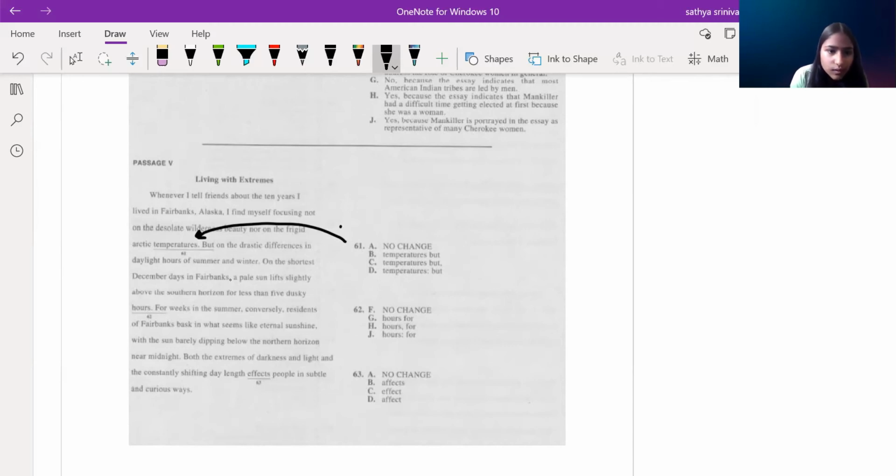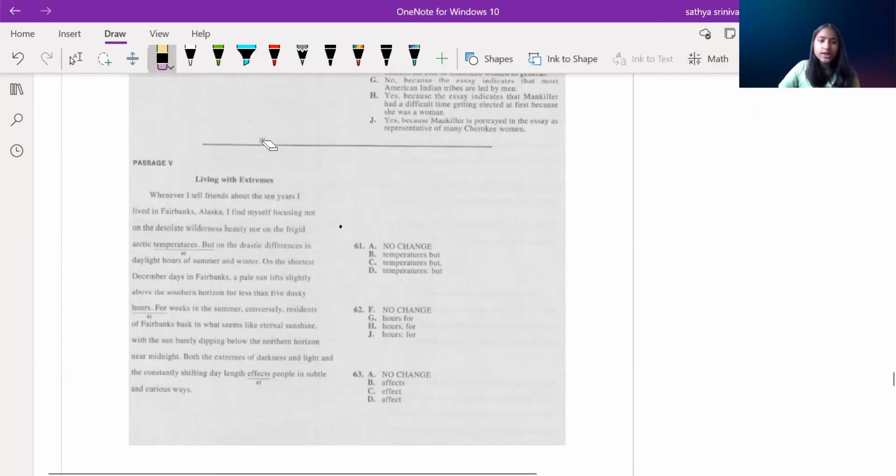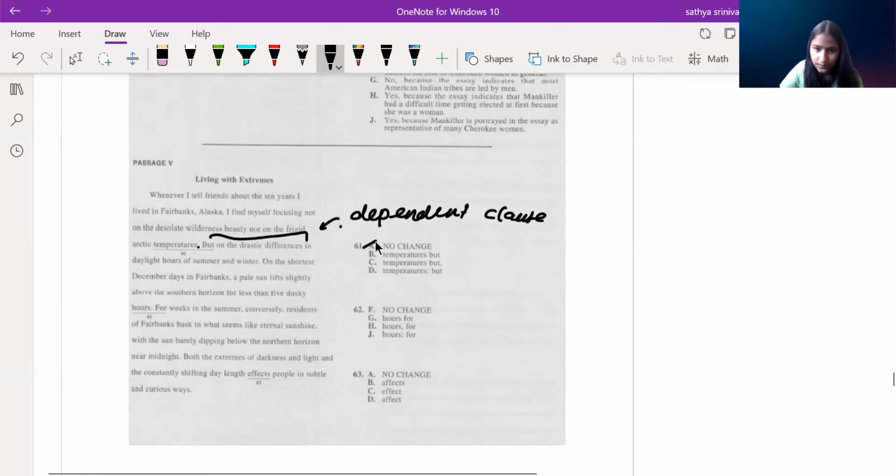Okay, "Whenever I tell friends about the 10 years I lived in Fairbanks, Alaska, I find myself focusing not on the desolate wilderness beauty, nor on the frigid Arctic temperatures, but on the drastic differences in the daylight hours of summer and winter." Okay, firstly, we know that A is not right because this is a dependent clause, and you can't have a dependent clause by itself. So, A is not the right answer.